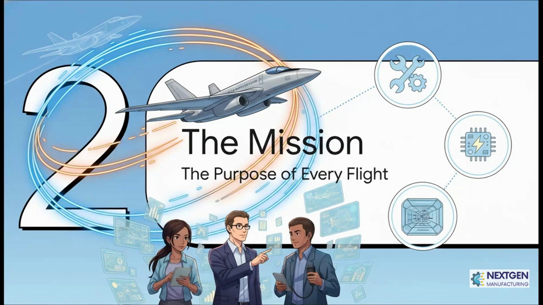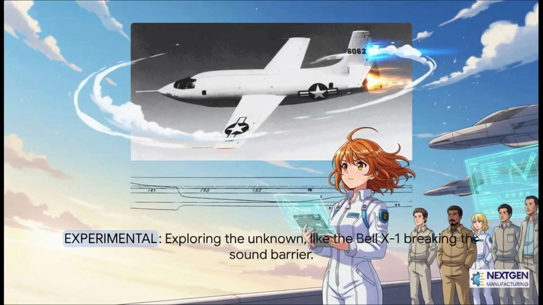Their entire mission is to bridge that gap between what the computer predicts and what happens in physical reality. And that mission really breaks down into three core types of tests. First up, you've got experimental testing. And man, this is the stuff of movies, the stuff of legends. This is about pushing the absolute limits of what we think is possible. Think Chuck Yeager in the Bell X-1, literally flying into a total unknown to see what happens when you smash through the sound barrier. It's all about proving or disproving a brand new idea in aeronautics.